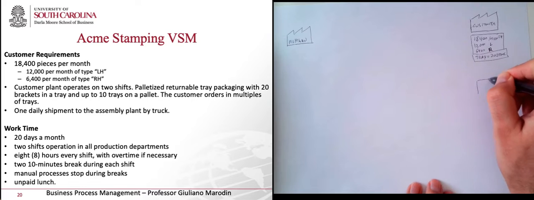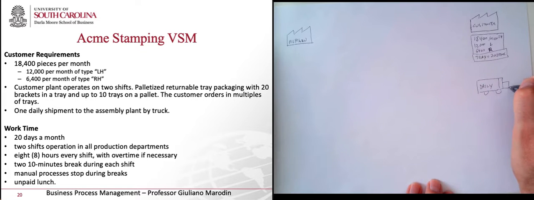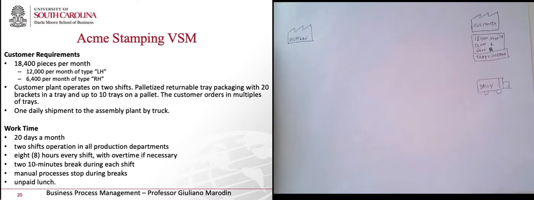So here we're going to draw a truck that's going to have daily deliveries, okay? We can take a look at the work time, 20 days a month. We're going to use that later on. It's not information that goes into the value stream map. 2 shifts. So I'm going to write that down on another piece of paper, not the same one that I'm doing the value stream map on.